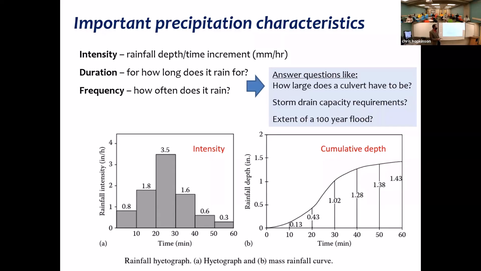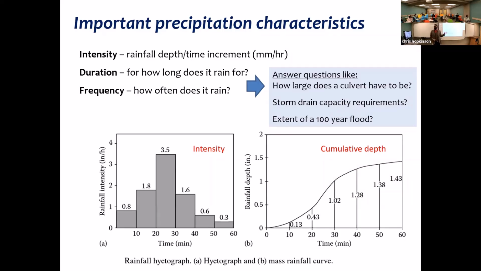Now, another thing we can do is add each one of these bars and create what's known as a cumulative depth, or a mass curve. A mass curve is just synonymous with cumulative depth. You'll look at this in lab 2, so you'll have a little more time to digest what this means, and you'll do an exercise with it. But this is the intensity plot, and this is the mass curve, or the cumulative depth plot.